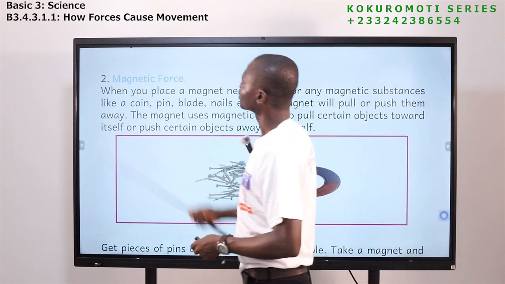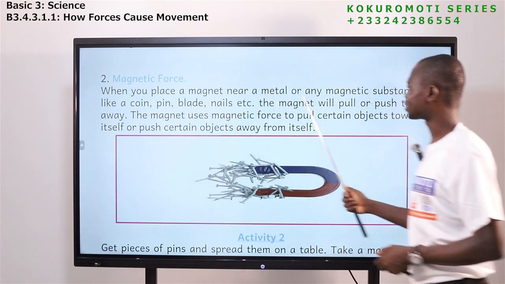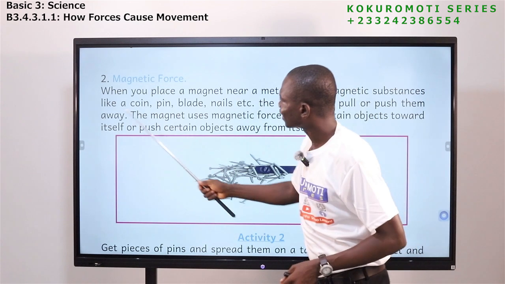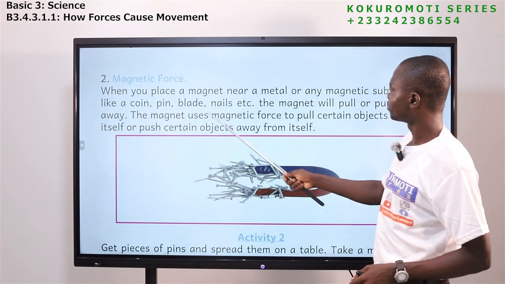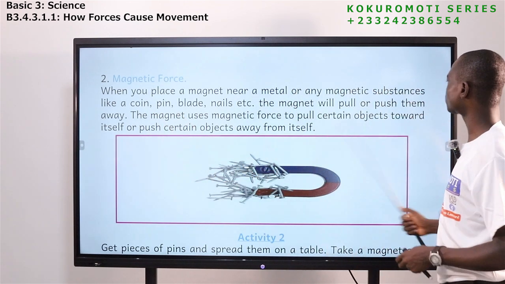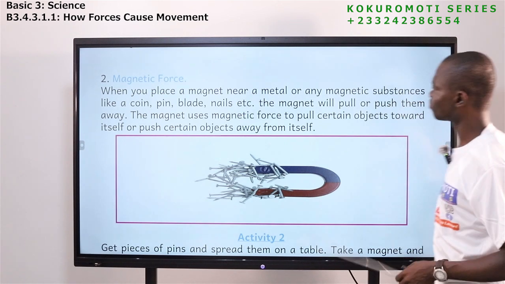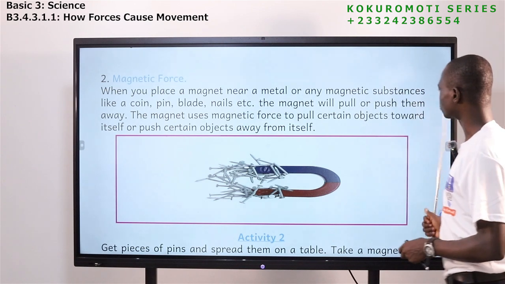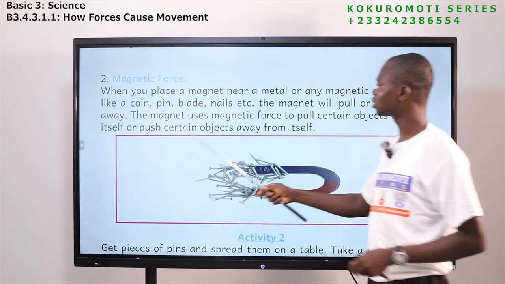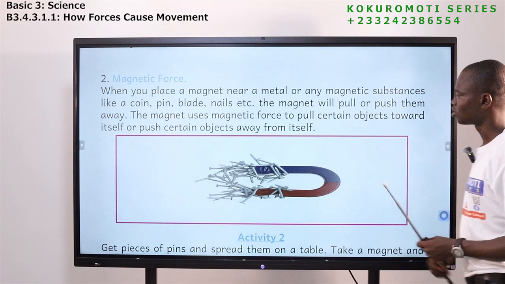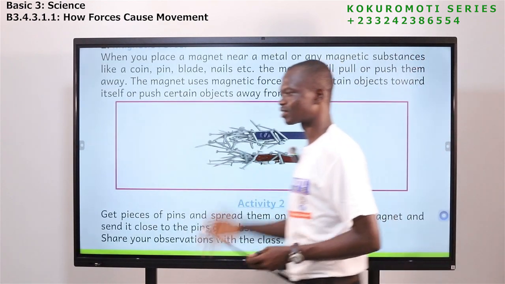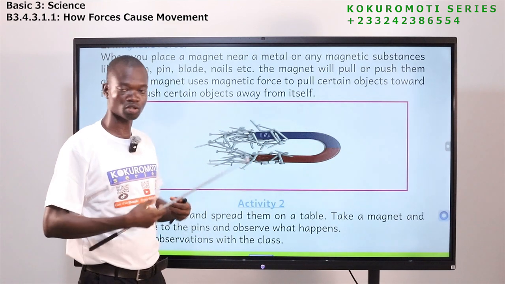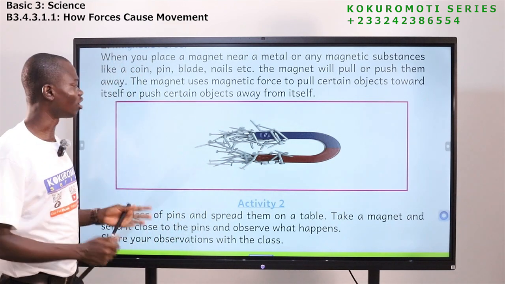Now let's read. When you place a magnet near a metal or any magnetic substance like a coin, pin, blade, nails, etc., the magnet will pull or push them away. The magnet uses magnetic force to pull certain objects towards itself, or pulls certain objects away from itself. So listen, a magnet either pushes something or pulls something towards itself, depending on that thing.